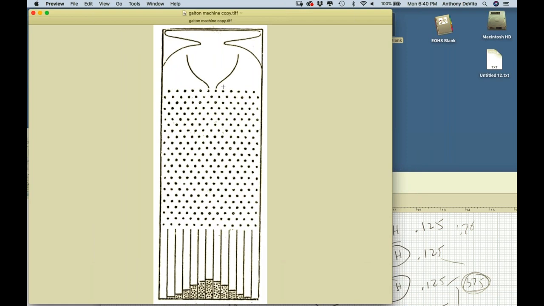I'll point at it here so the guys online can actually get a little bit. You can probably see my cursor moving around there, right? Okay, so a whole bunch of steel balls, for instance, or some kind of objects.